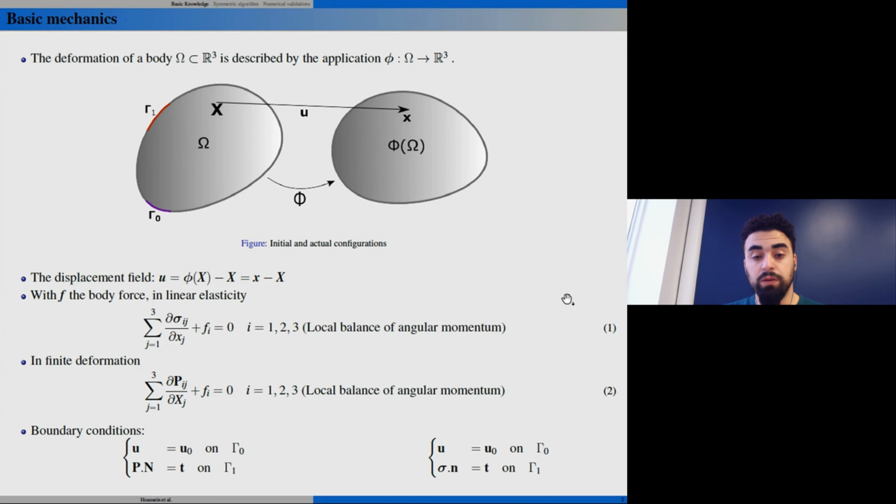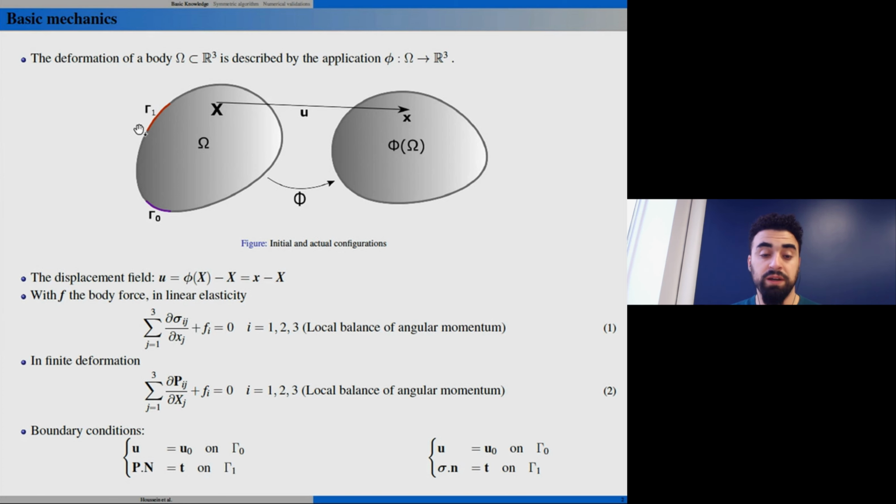We have two kinds of problems. First, linear elasticity, where we suppose that we have small deformations. Therefore, we don't distinguish between omega and phi omega, the initial and the actual configuration. And we have finite deformation, where we have large deformations, and we distinguish between omega and phi omega. In addition to the balance equations, here sigma denotes the Cauchy stress tensor, and P the first Piola-Kirchhoff stress tensor. We have boundary conditions.